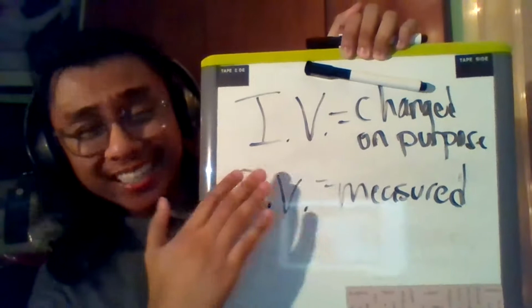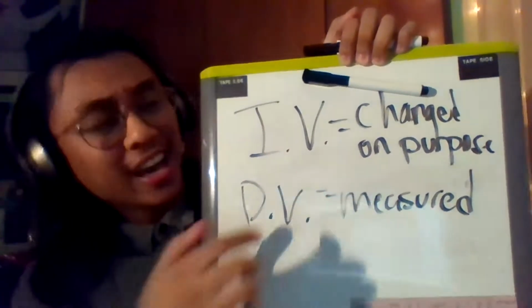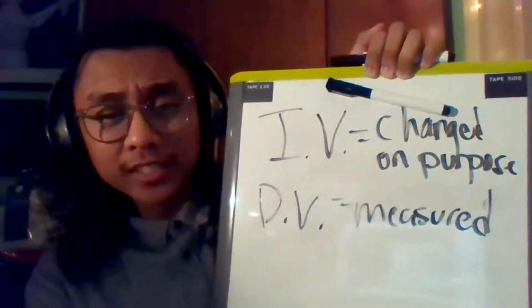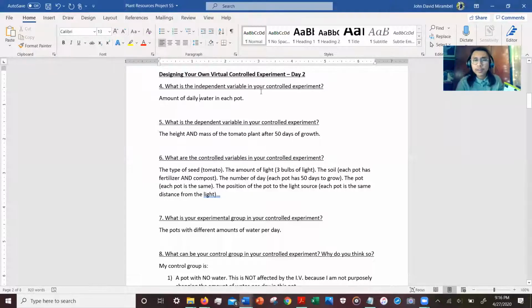As we know, the independent variable is the variable or factor or thing that we change on purpose. Here in my model, in my experiment that you cannot copy, I am changing on purpose the amount of water, daily water, that my tomato plant receives. So I go ahead and copy that in number 4, move on to the next one, dependent variable.